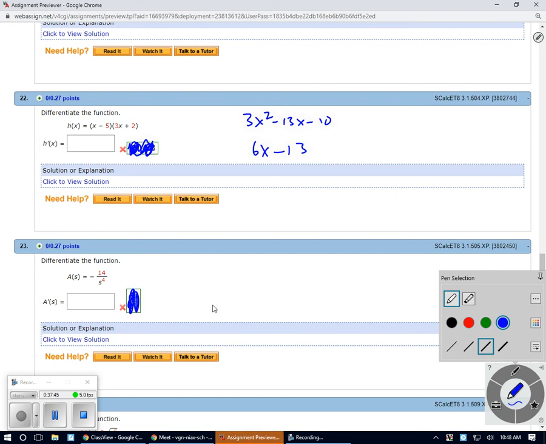What algebra do you have to do before you can take the derivative? I've got to bring that s up to the top. Now it's got to be some number times s to the n, not divided by s to the n, but times s to the n.